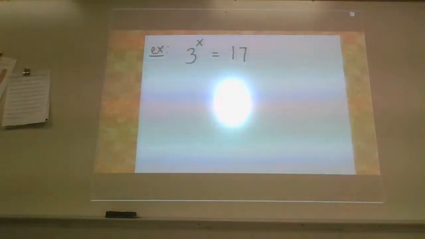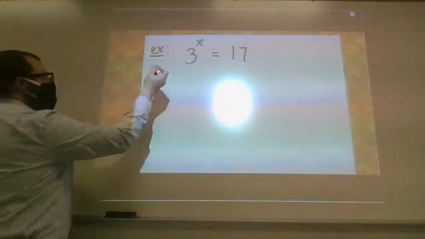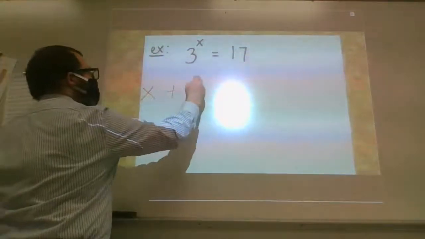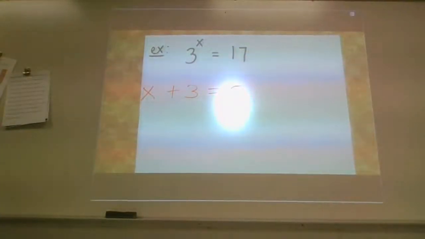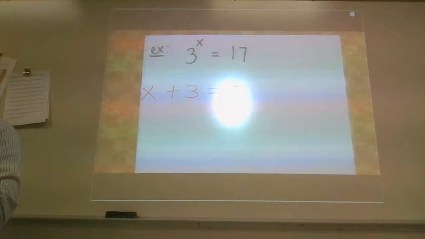I'm going to write a few things on the board, but I'm going to erase them just as quickly. Check this out. X plus 3 equals 5. How would I solve for x? Yeah, why subtract, though? That's the word I'm looking for. Think about that for a second.